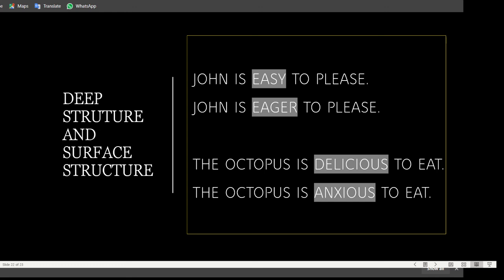Same is the case with the other example given. The octopus is delicious to eat. The octopus is anxious to eat. We remain at the surface level while we do the cut. The deep structure is not possible in IC analysis. So these are some of the limitations of IC analysis, and I hope the entire concept of IC analysis is quite clear to you. What is IC analysis? What do we do in IC analysis? The binary division, the different ways of representing this binary division. Then comes the different criteria, the merits, the demerits.